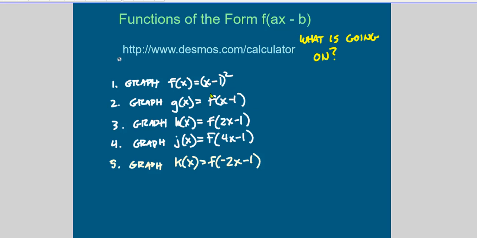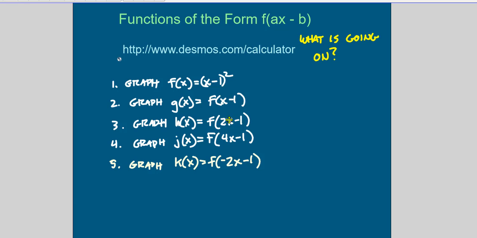Okay, so next I'm going to do these sample problems. I'm going to use Desmos because I think it is visually the best way to see what's actually going on here. These are functions of the form f of ax minus b. I'm starting with f of x equals x minus 1 quantity squared. That's going to shift the function 1 unit to the right. Then g of x is f of x minus 1, which is then going to shift that function 1 more unit to the right.